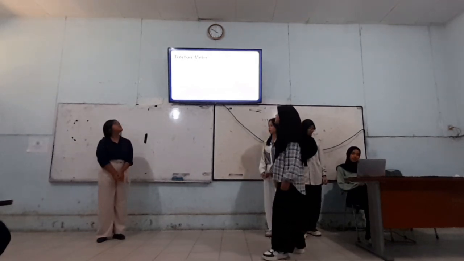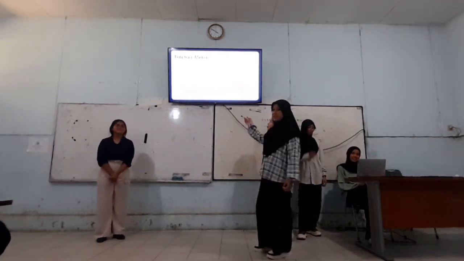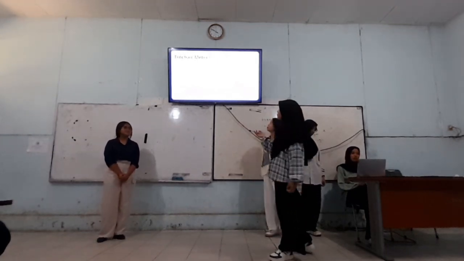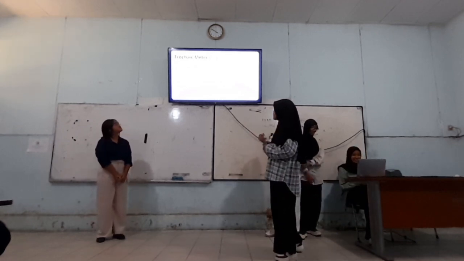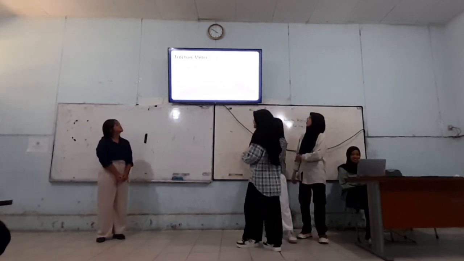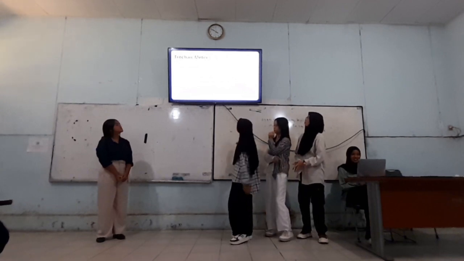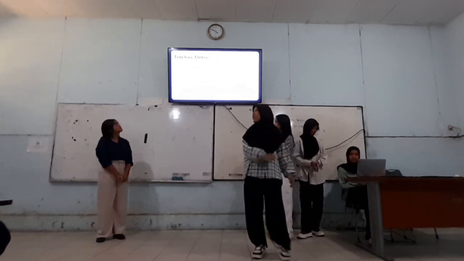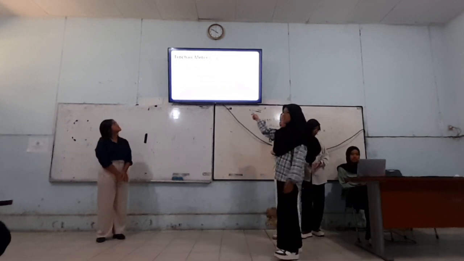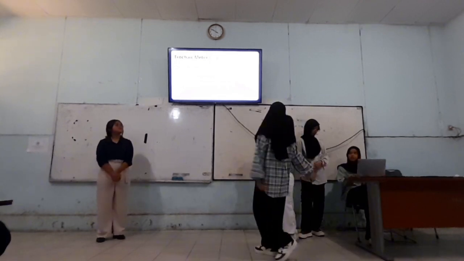Then the second one is trochaic measure. Trochaic measure is a pattern featuring a stressed syllable followed by an unstressed syllable. So the sound of the poetry goes like that. And the example is The Tiger by William Blake. Next.